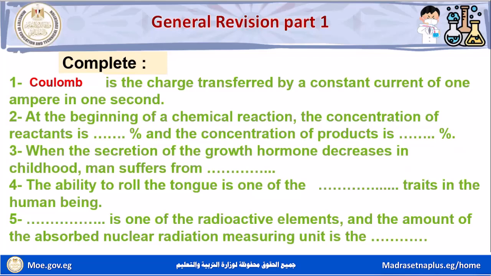Question number 2. At the beginning of the chemical reaction, the concentration of reactants is space percent, and the concentration of products is space percent. At the beginning of a chemical reaction, the concentration of reactants is 100%, and the concentration of products is 0%. Okay.